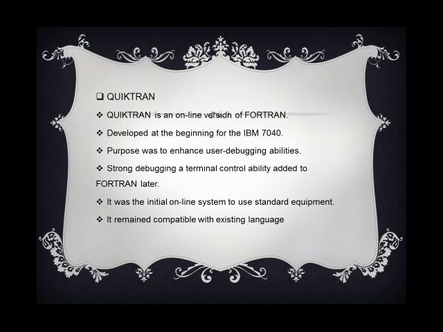QuickTran. QuickTran is the online version of Fortran. This was developed at the beginning for the IBM 7040. The purpose of this was to enhance user debugging abilities. This is a strong debugging terminal, and this was added to Fortran later. It was the initial online system to use standard equipment. It remained compatible with the existing language. Even now, in Fortran, QuickTran is used. That is another special feature of QuickTran.